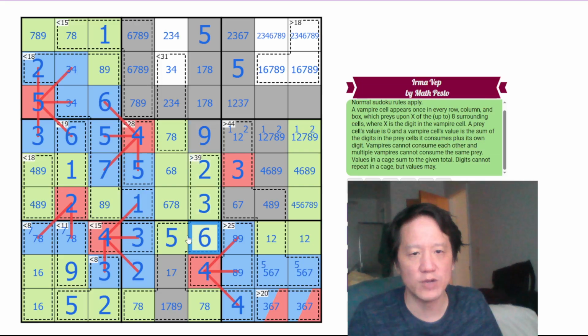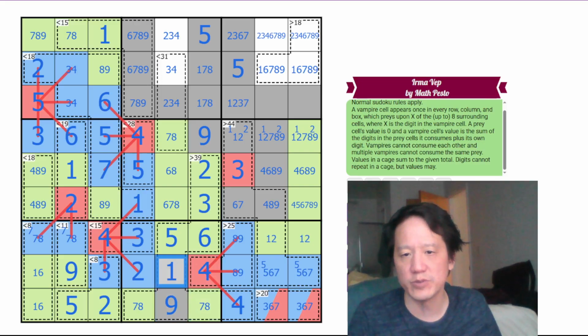We have a 7, 8 pair in box 8, which eliminates 7 and 8 from the rest of the box. So this can't be 7 or 8. This is 1. This can't be 1, 7, or 8, so this is 9. The 1 is preyed upon. The 9 is not.